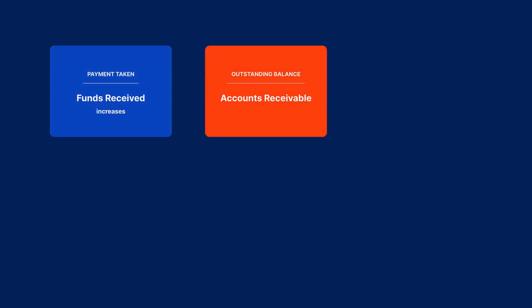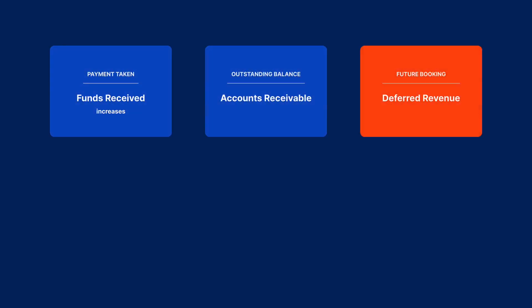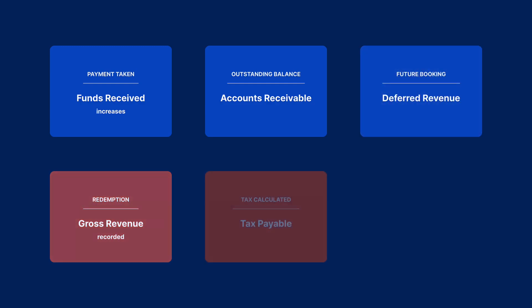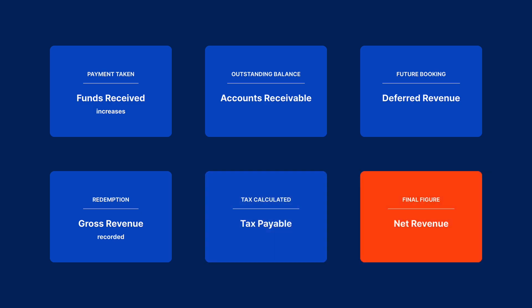Let's recap the journey. Payment taken, funds received increases. Outstanding balance, accounts receivable. Future booking, deferred revenue. Redemption, gross revenue recorded. Tax calculated, tax payable. Final figure, net revenue. Each term represents a different stage in the same financial journey. They are not separate numbers.